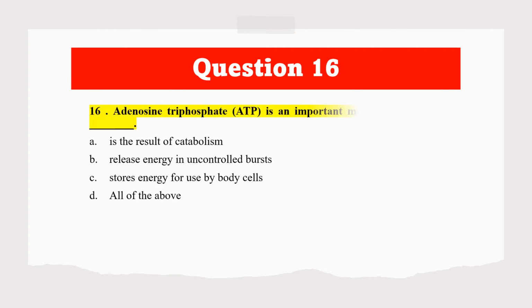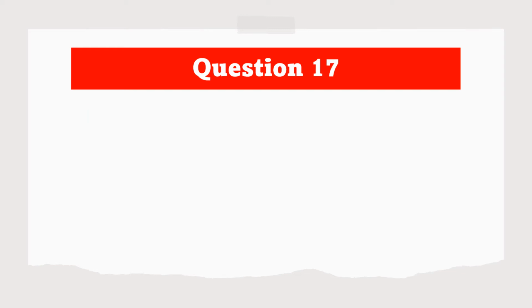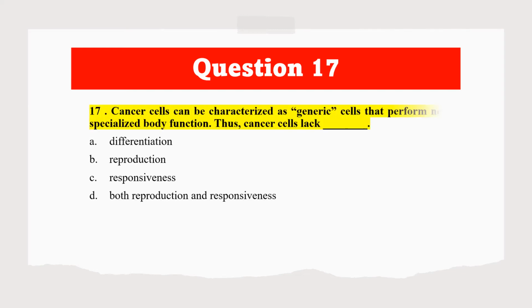Number 16. Adenosine triphosphate is an important molecule because it: A, is a result of catabolism; B, releases energy in uncontrolled bursts; C, stores energy for use by body cells; or D, all of the above. So the answer is that adenosine triphosphate is an important molecule because it stores energy for use by body cells. That is C.